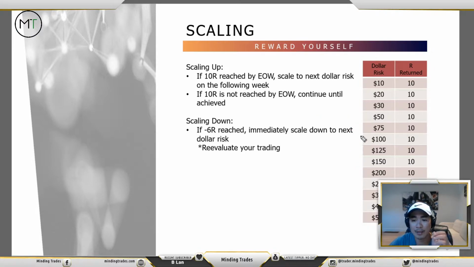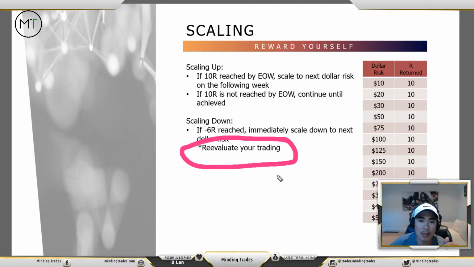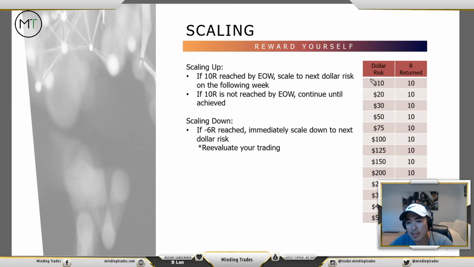On the flip side, if you're doing $50 and you notice that you might buy 6R before the end of the week, you're going to reduce your size to $30 a month, and then reduce it to $20 and then $10 and so forth if you're trading badly. And definitely that is the key to reevaluate your trade. But anyways, that is how you would scale your trading. Now let's get on to the next topic.